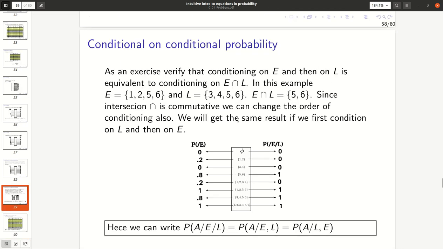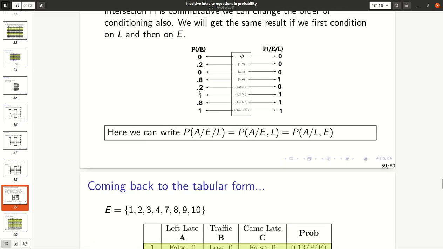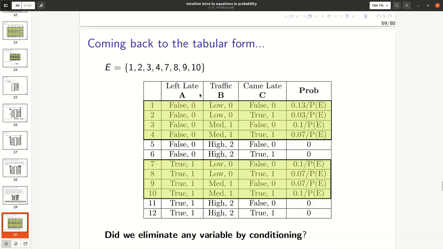So, enough of the set theoretic point of view. Let's come back to the tabular form. One question now is that after we applied the conditioning on E, we eliminated some of the rows, that are 5, 6, 11 and 12. Did we eliminate any variable by doing so? That is, did we eliminate any columns? The answer is no, because even after applying this condition, all the variables are there.